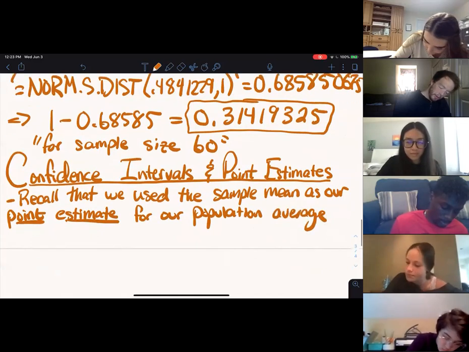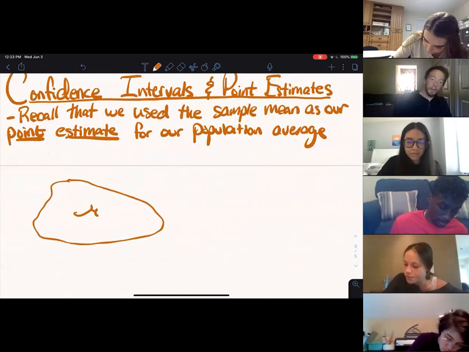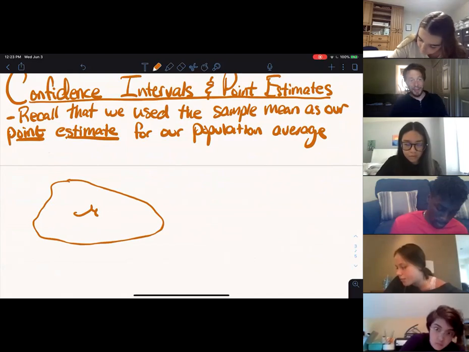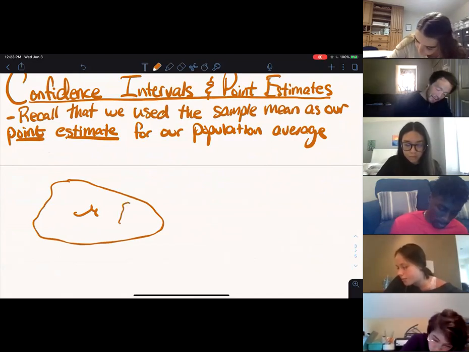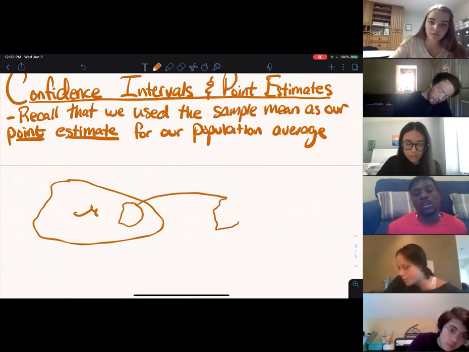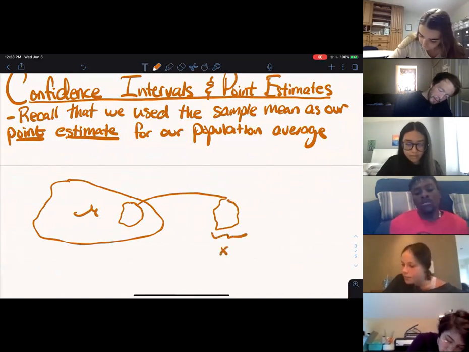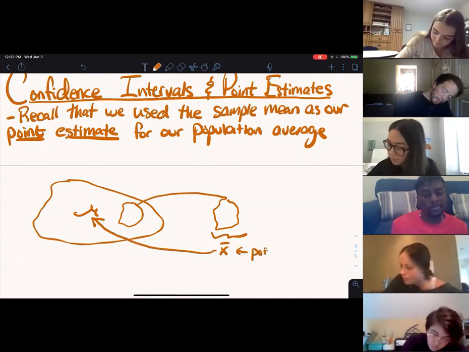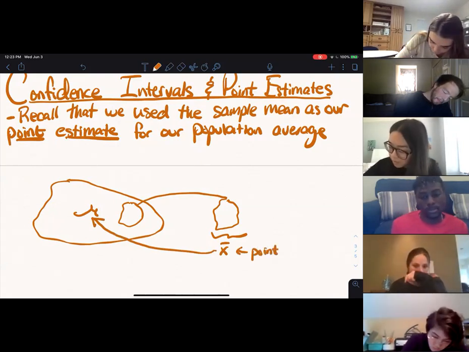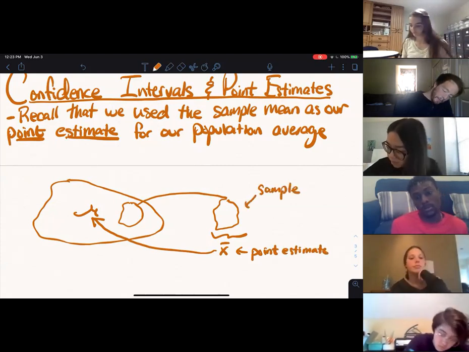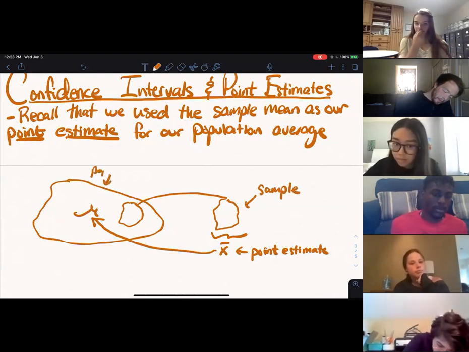The picture here is that we have some sort of huge population, and there is a true average of this population, but we can't really calculate that average. We would have to observe every single individual in that population, and that's kind of unfeasible. So we take a sample, it's like this, and from the sample we calculate x bar, and that x bar is our point estimate that we use to estimate mu. So this right here is the point estimate. This is the sample. This is the population.